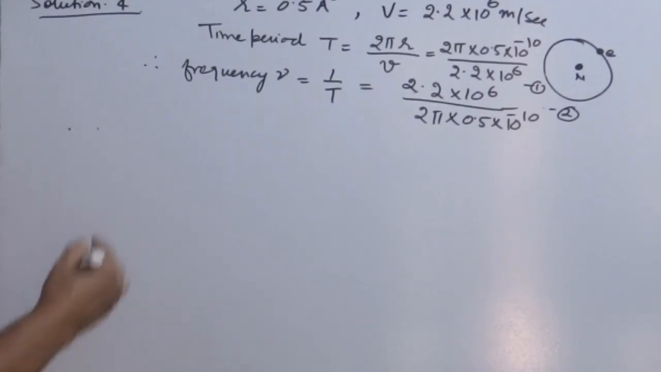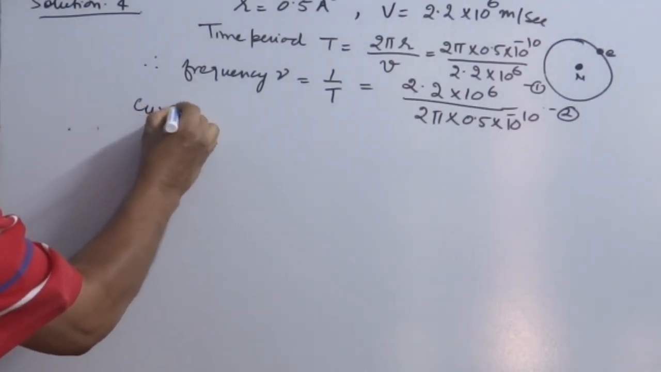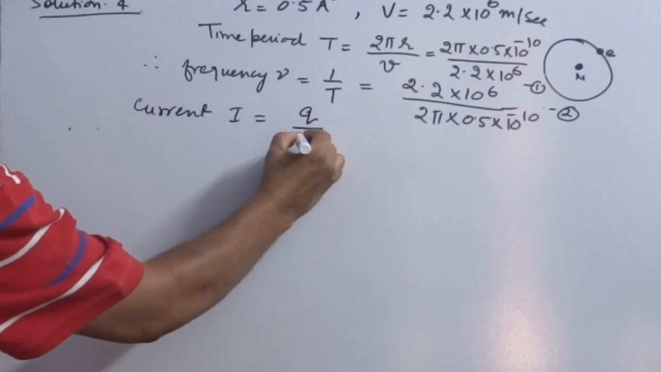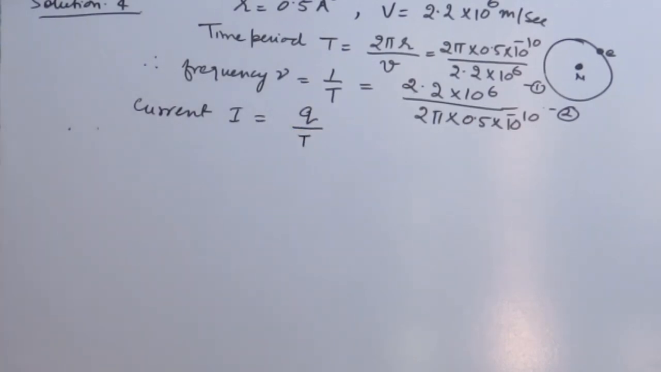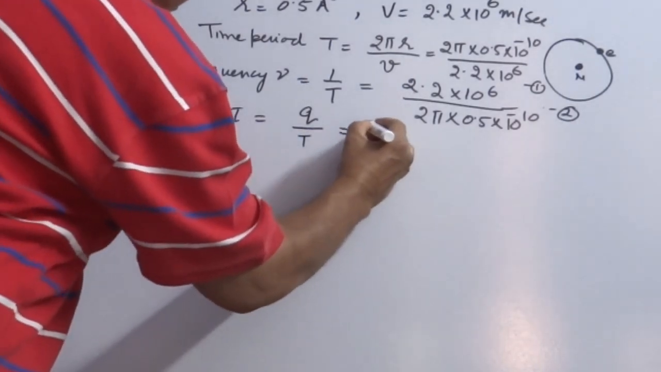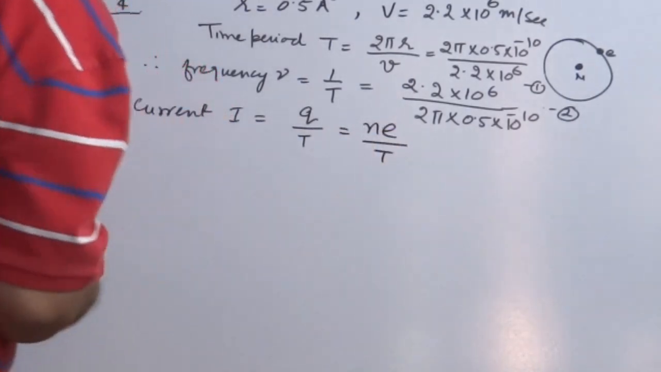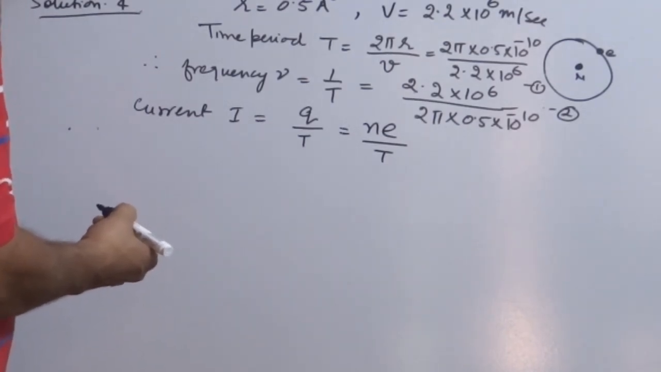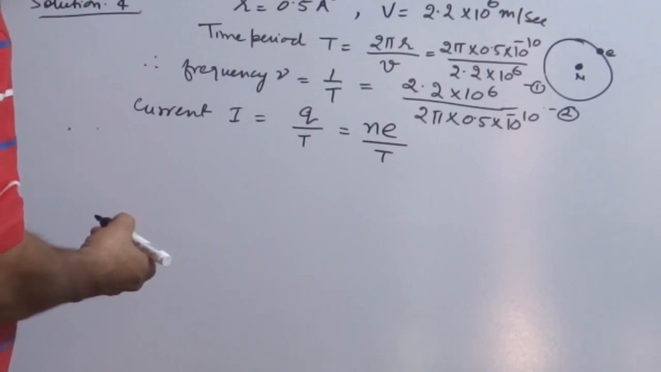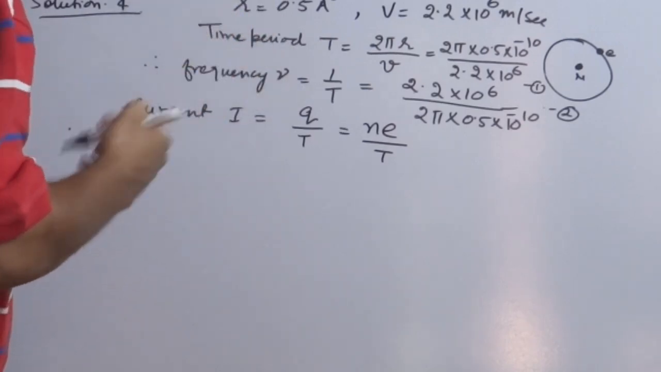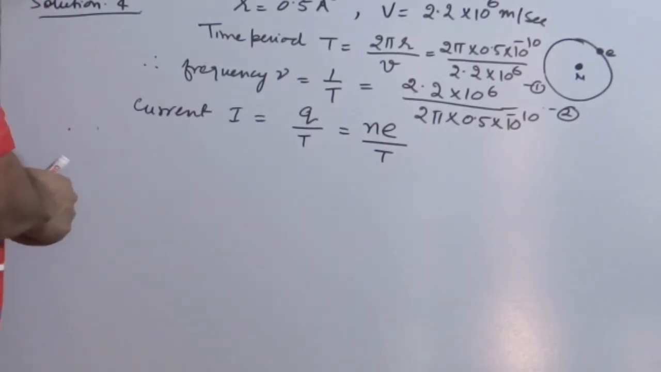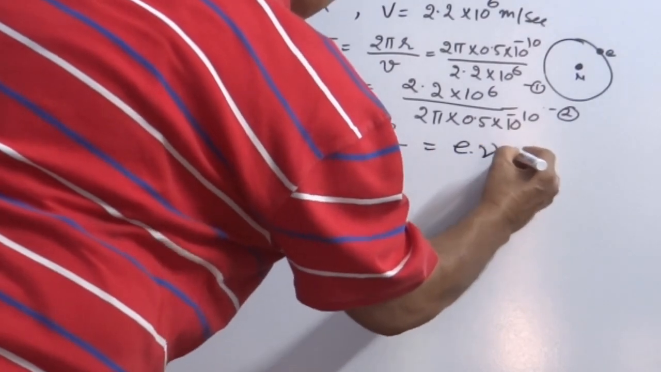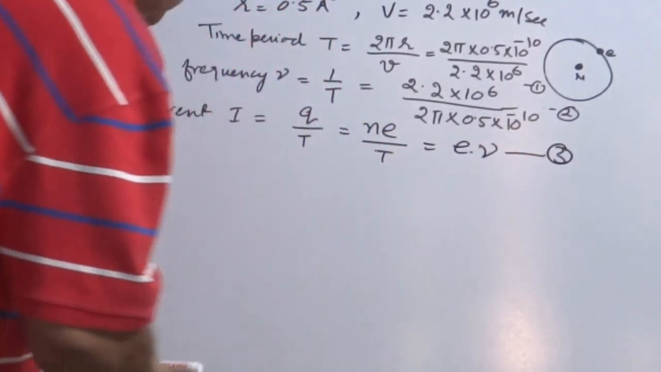Now we are looking for the current. Current, by definition, I is equal to Q over T, and Q by quantization is n e over T. n is the number of integers. So how many electrons will you count? One. So that is, you can say e, and 1 over T is frequency. So you have got the expression for current.